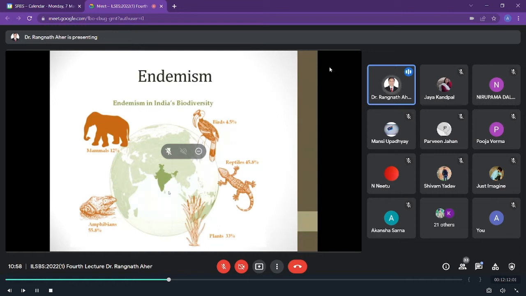You can see here the endemism. These are some examples of the endemism. That is the endemism in India, or the biodiversity of endemism in India: 4.5% of birds, 45.8% of reptiles, 33% of plants, 55.8% of amphibians, and 12% of mammals. This is the situation of endemism in India's biodiversity.